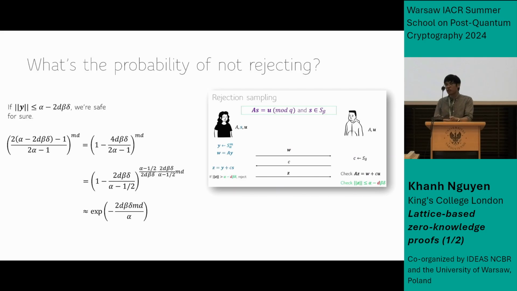Now, to make sure that this term is somewhat small, I can pick alpha exactly to be the term above, which is like 2d squared beta delta m. So if I get alpha big enough, then this probability of not rejecting is not bad, like 1/3, or 1 over e. So in expectation, we just need to repeat about 3 times.